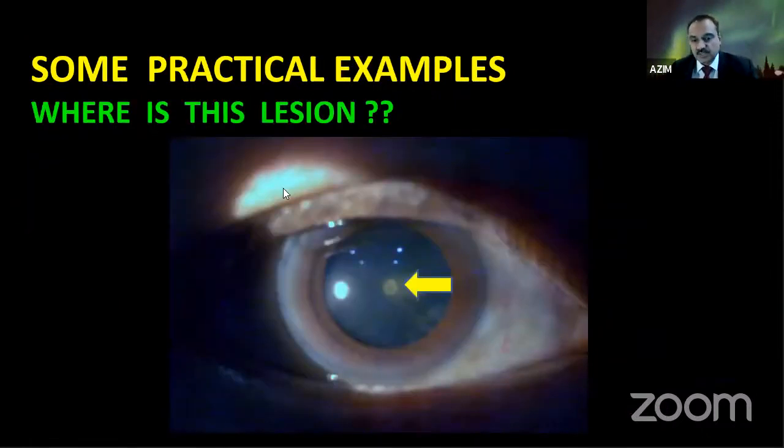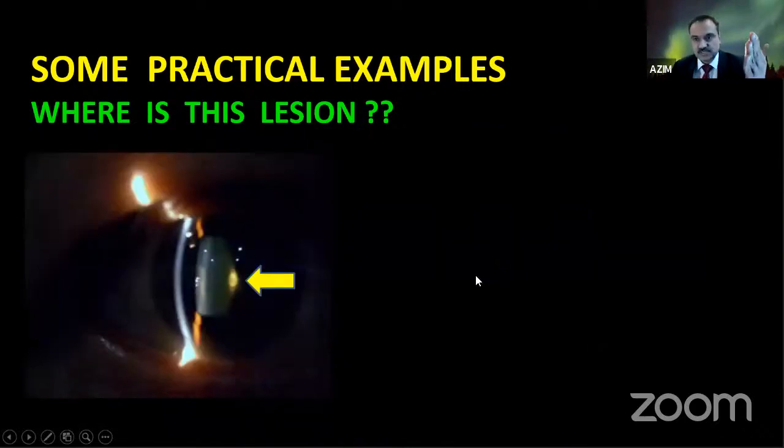Like for example, this patient came with drop in vision. He's got a whitish lesion here. Where is this lesion? Is it in the cornea? Is it in the lens? I don't know. So I do a focal slit examination. I can see it's in the lens, the front of the lens, the back of the lens. So I know this is the back of the lens.